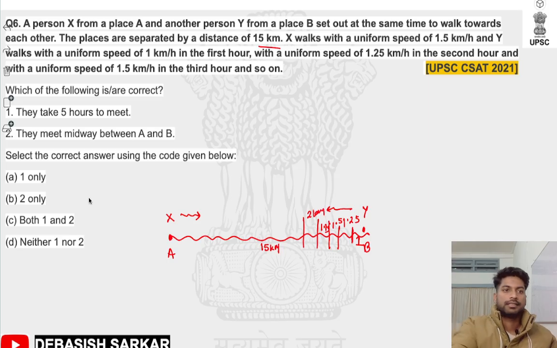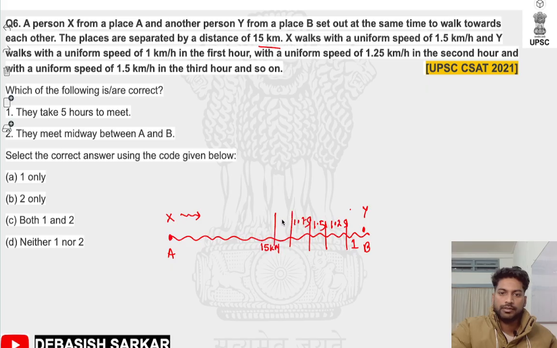समझ में आ रहा है? चलो, let me make you clear again. If somebody is walking 1 kilometer per hour, it means after 1 hour it will go 1 kilometer. This whole is 15 kilometer. Next hour it will go 1.25. उसके बाद it will be 1.5 and so on. Next it will be again 0.25 increase, it means 1.75, and then it will go 2.